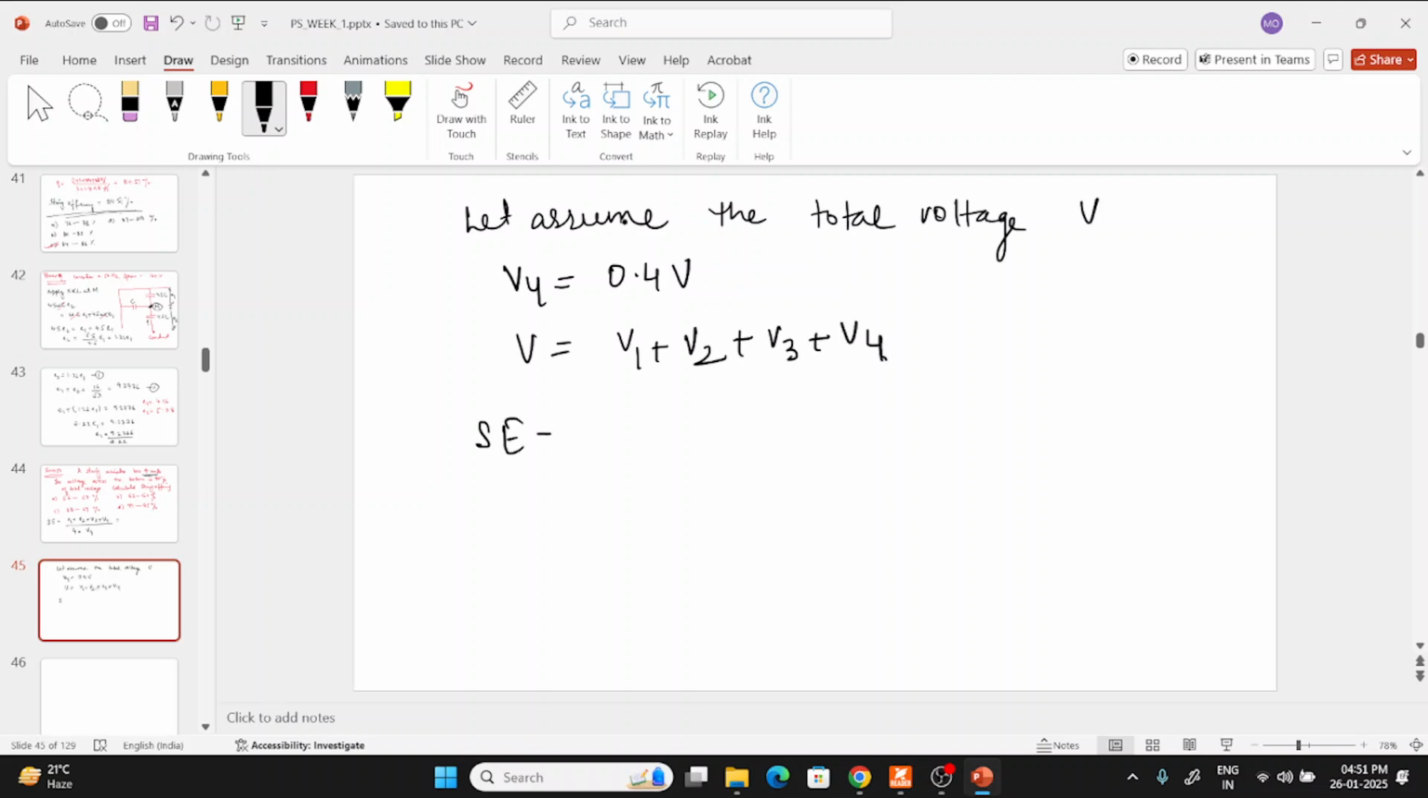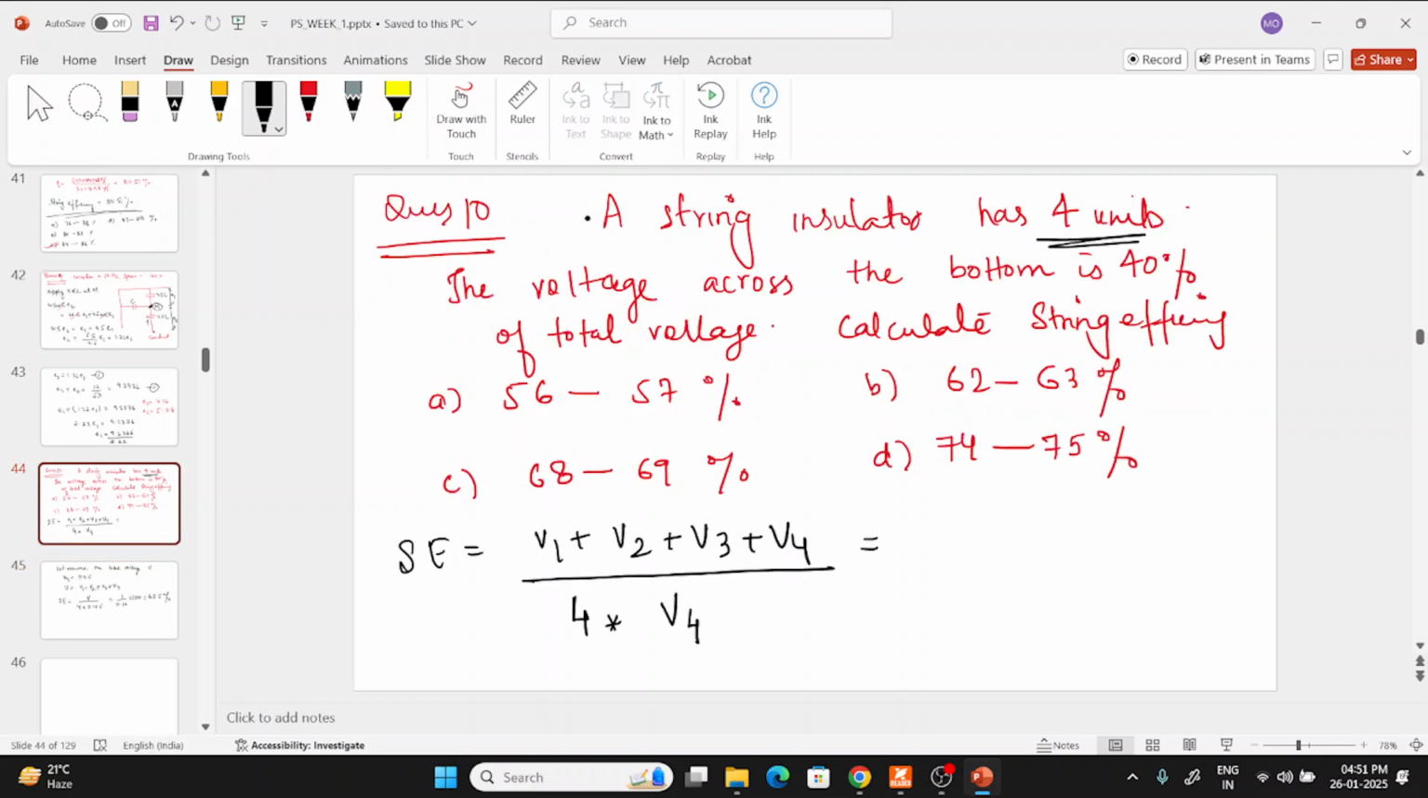So string efficiency will be V divided by 4 into 0.4V, and it comes out to be 0.625. If you multiply it by 100, it will come out to be 62.5%. So based on that, the correct answer will be B. Okay.